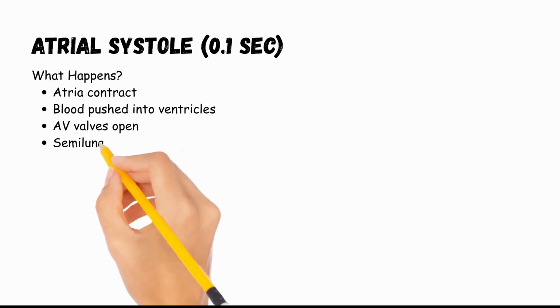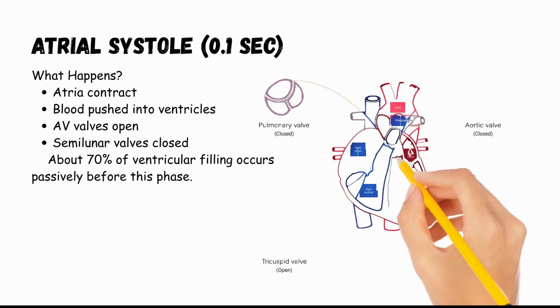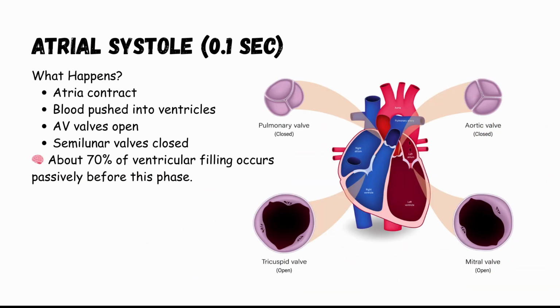Atrial systole is the first phase of the cardiac cycle. Systole means contraction. During this phase, the atria contract. Blood is pushed into the ventricles. The atrioventricular valves, tricuspid and mitral, are open. The semilunar valves remain closed. It is important to note that about 70% of ventricular filling happens passively before this contraction. Atrial systole only pushes the remaining 30%. This phase lasts about 0.1 seconds.